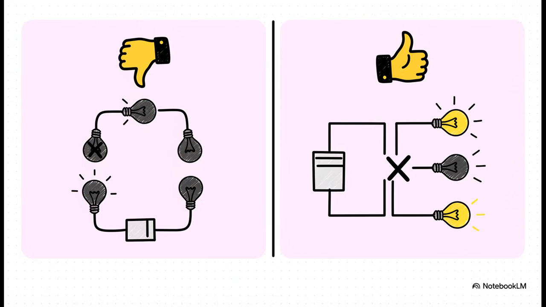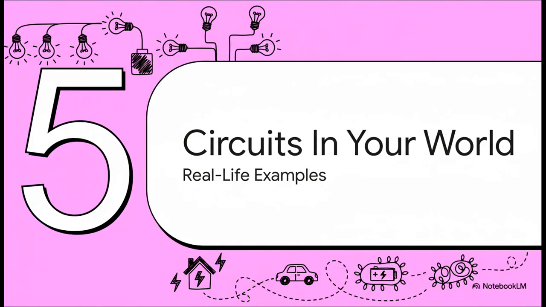So let's just boil this down, shall we? A series circuit has one path. It's an all-or-nothing system, and everything gets dimmer as you add more stuff. But the parallel circuit, with its multiple paths, gives you independent control and consistent brightness. You can see why it's a much more robust and practical design, right? Okay, now that you know the difference between these two, I guarantee you're going to start seeing them everywhere.